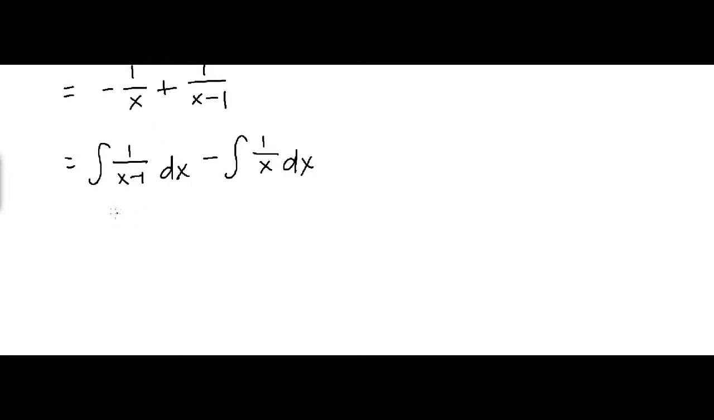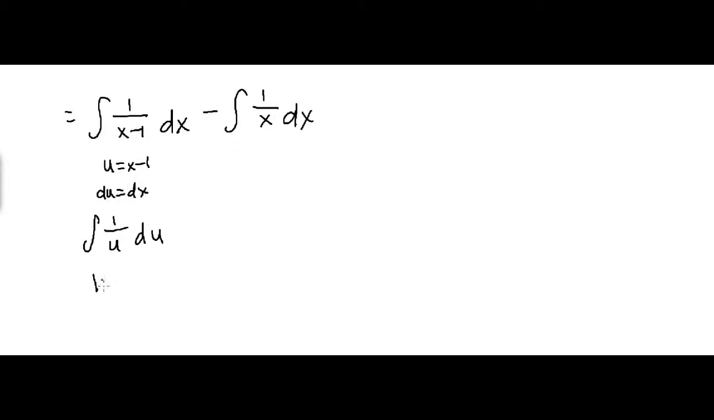So first, we're going to let the denominator x minus 1 equal u. So u equals x minus 1, and then du is just going to equal dx. So this is going to give us the integral of 1 over u du. And this, if you remember, is just ln of u. Okay? So now substituting back in, we're going to get ln of x minus 1.